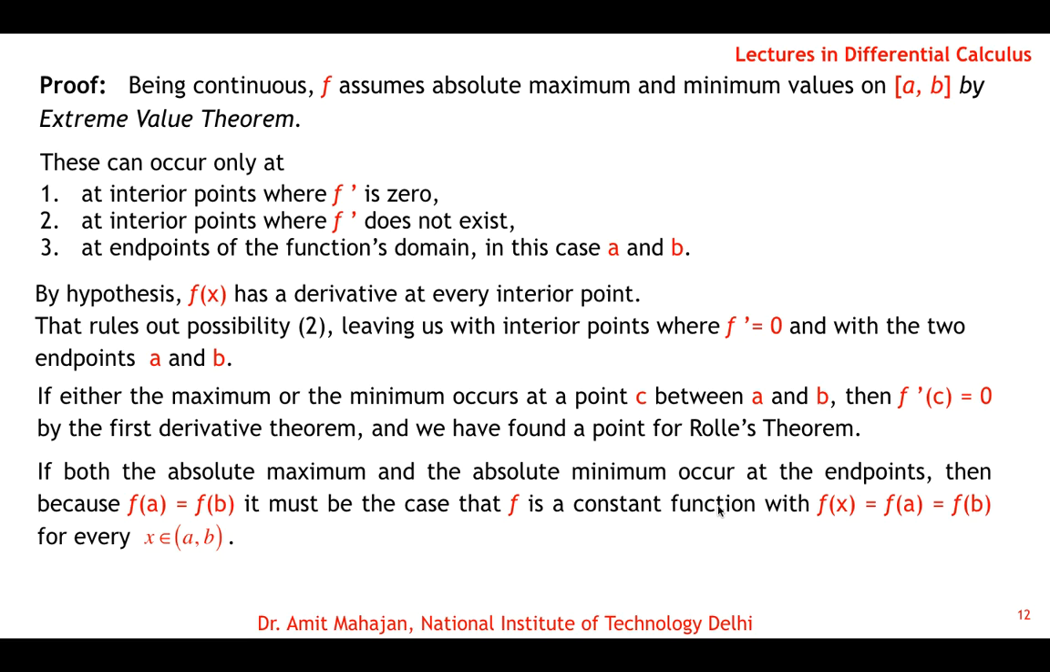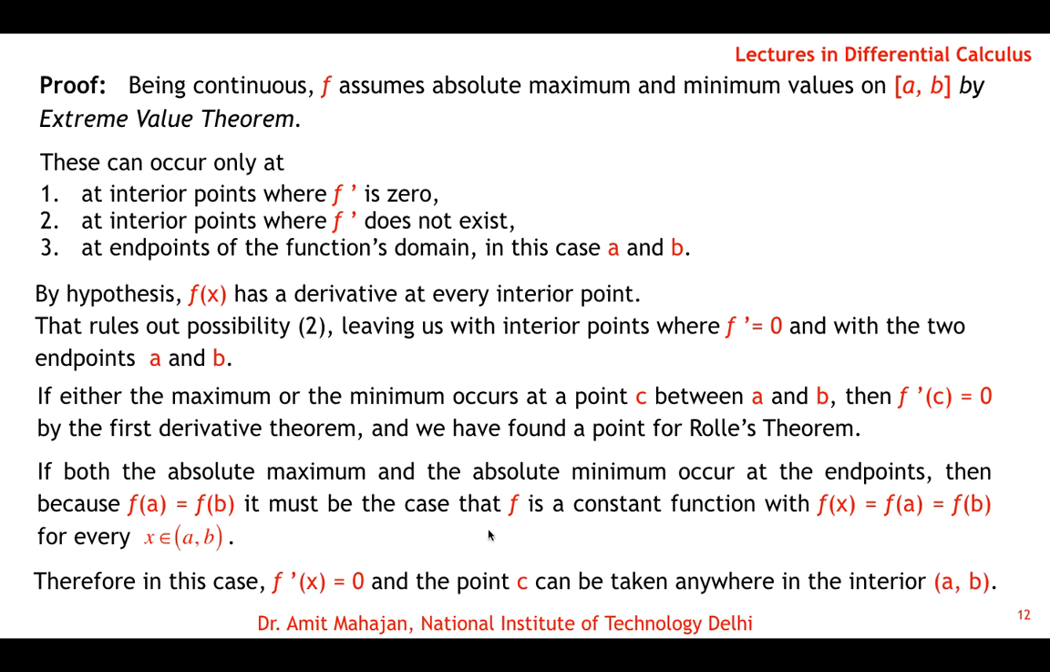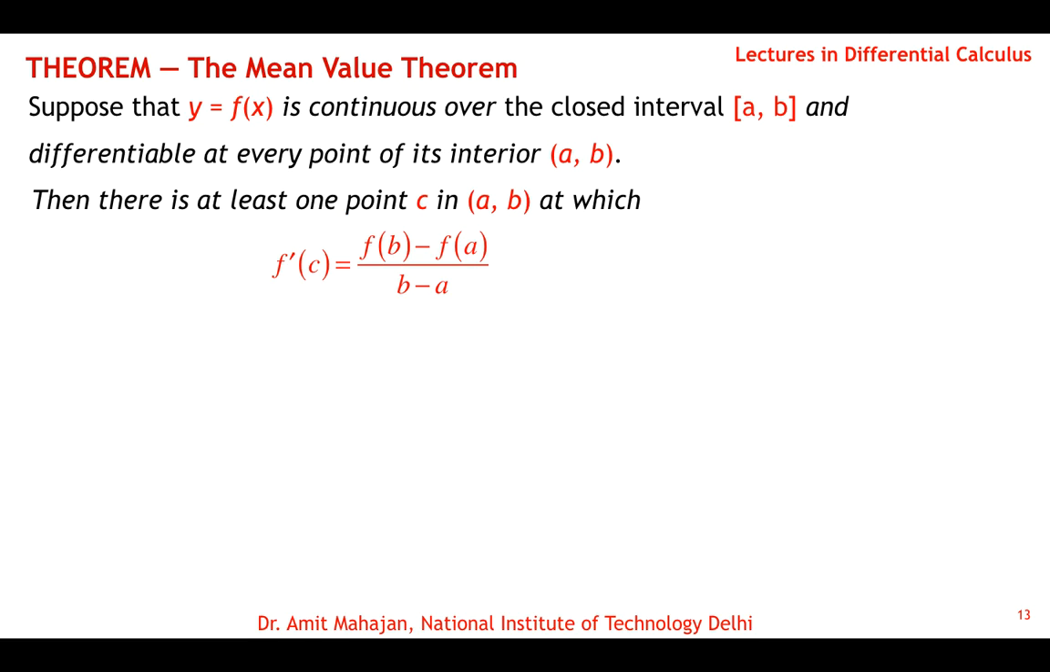In that case also Rolle's theorem is satisfied, because now we can choose C to be any point between A and B, because the values are horizontal and so the slope at each point is 0. Therefore the derivative at x is 0, and we can choose C anywhere in the interior of AB. So Rolle's theorem is satisfied in that case also. This is the proof of Rolle's theorem.